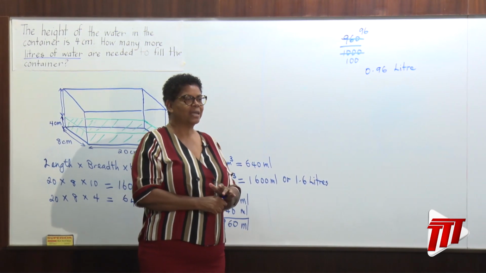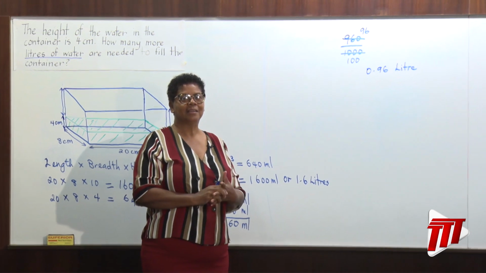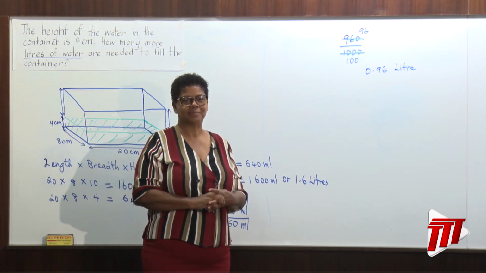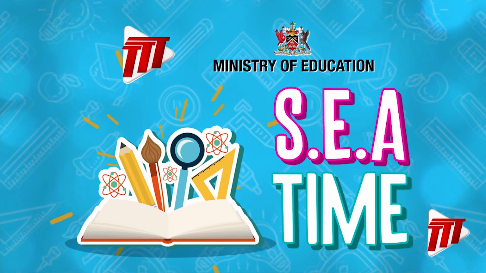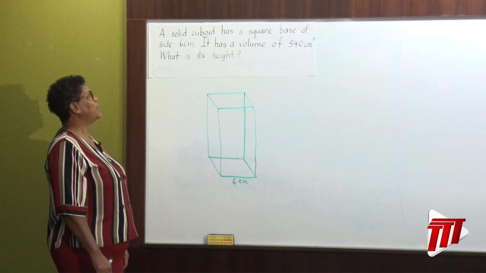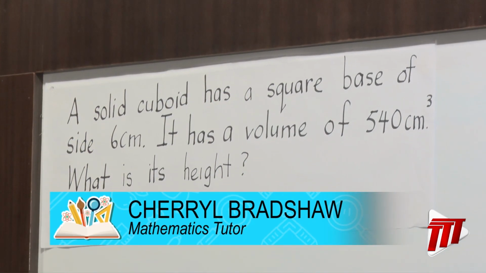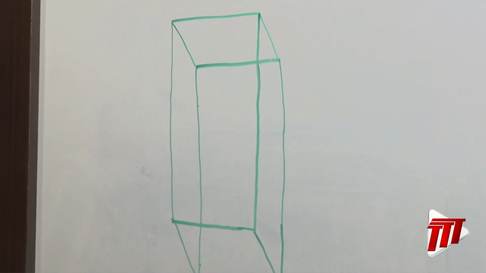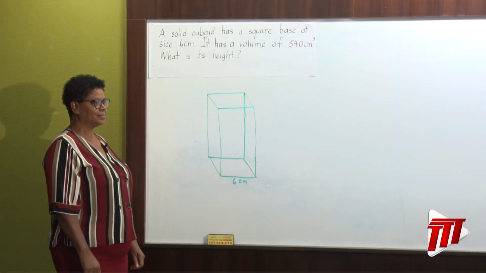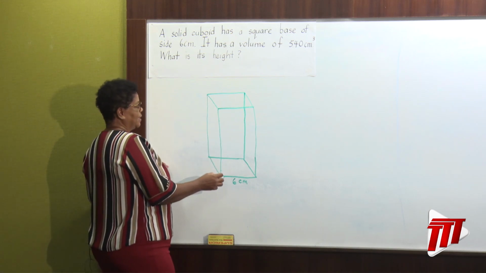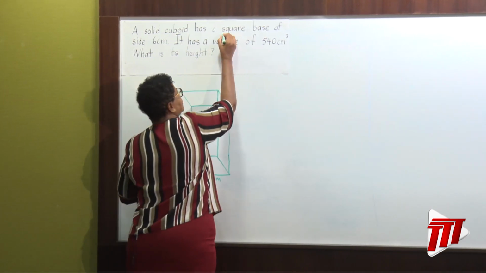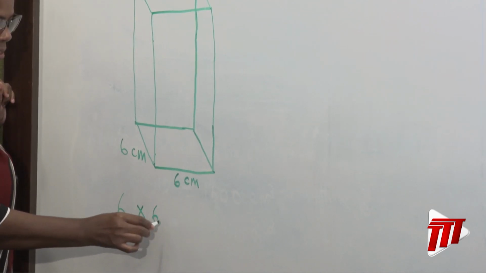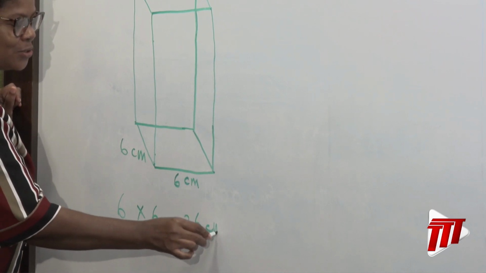The next problem we are going to look at is how to find one dimension when you know the volume and 2 dimensions. So the problem says a solid cuboid has a square base of side 6 centimeters. It has a volume of 540 cubic centimeters. What is its height? So what do we know? We know that it has a square base. So the area of the base is 6 centimeters multiplied by 6 centimeters, which is equal to 36 square centimeters.